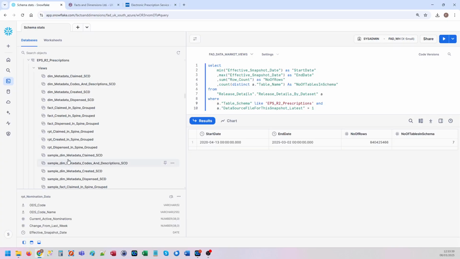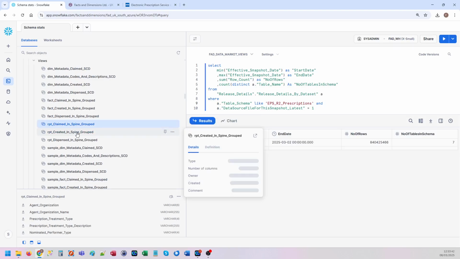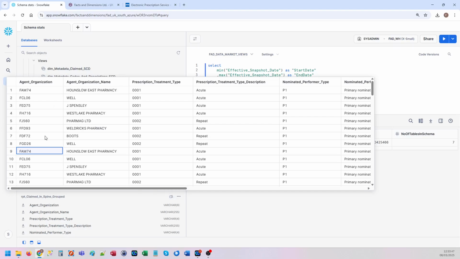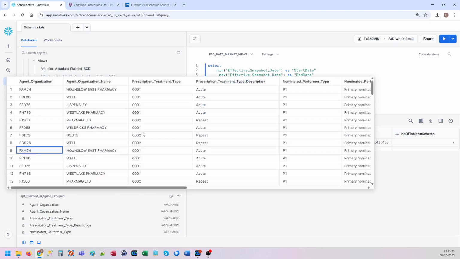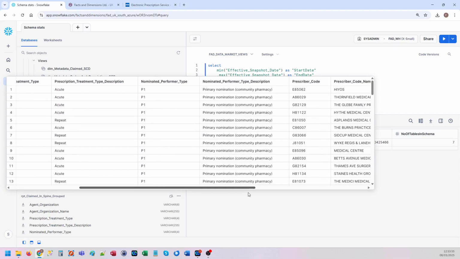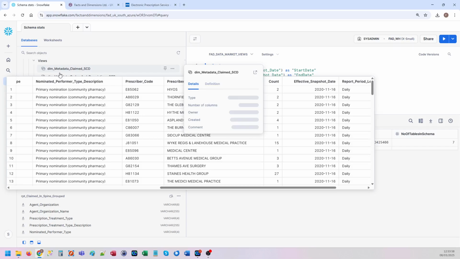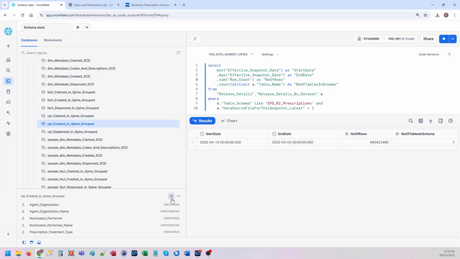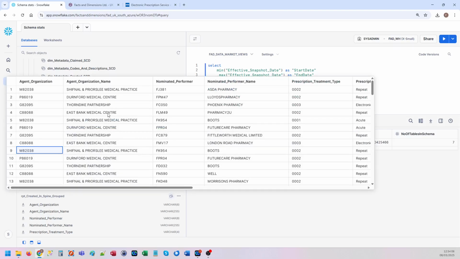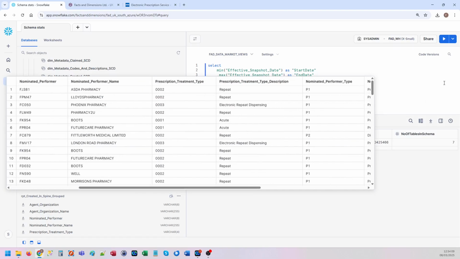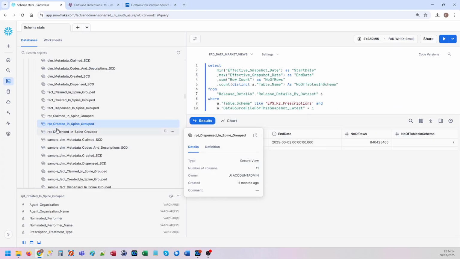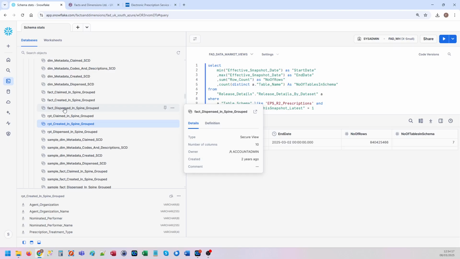Let's have a look at the data itself. So here's the three tables. Claimed first, have a quick look. So you can see by the pharmacy and the treatment type, and so on. And you've got the descriptions and the rest of it. Those are put together because we've got the metadata in a separate bunch of tables up here. The created one, prescriptions created, similar sort of stuff. And prescriptions dispensed.